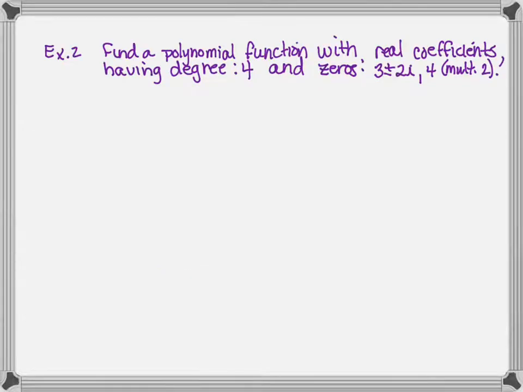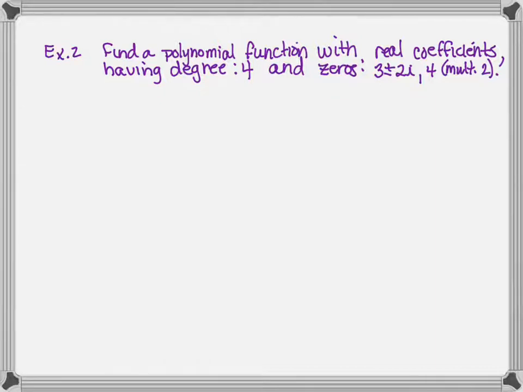Let's look at example 2. Find a polynomial function with real coefficients. This is implying I'm going to have to multiply out at the end, having degree 4 and zeros 3 plus or minus 2i, and then 4 with multiplicity of 2. So since my polynomial function has a degree of 4, I should have 4 zeros. And I do, because I have 3 plus 2i, 3 minus 2i, and then I have 4 twice.